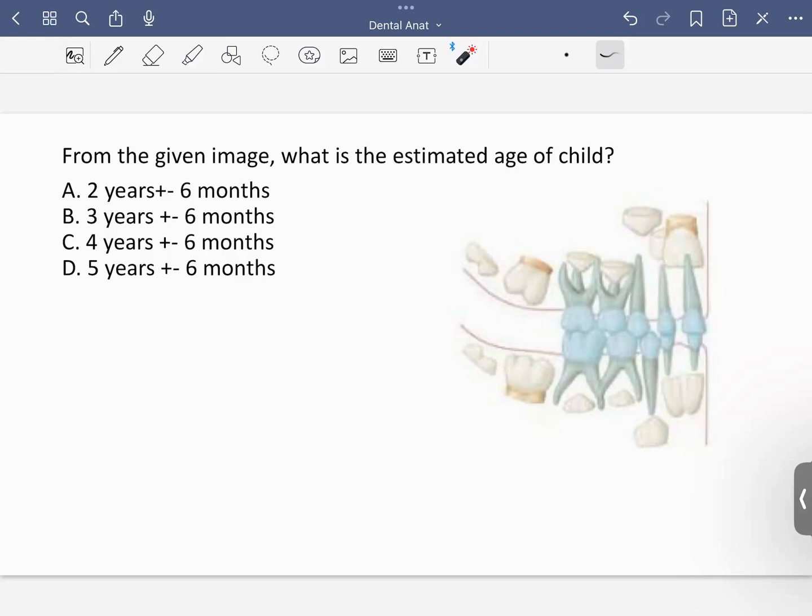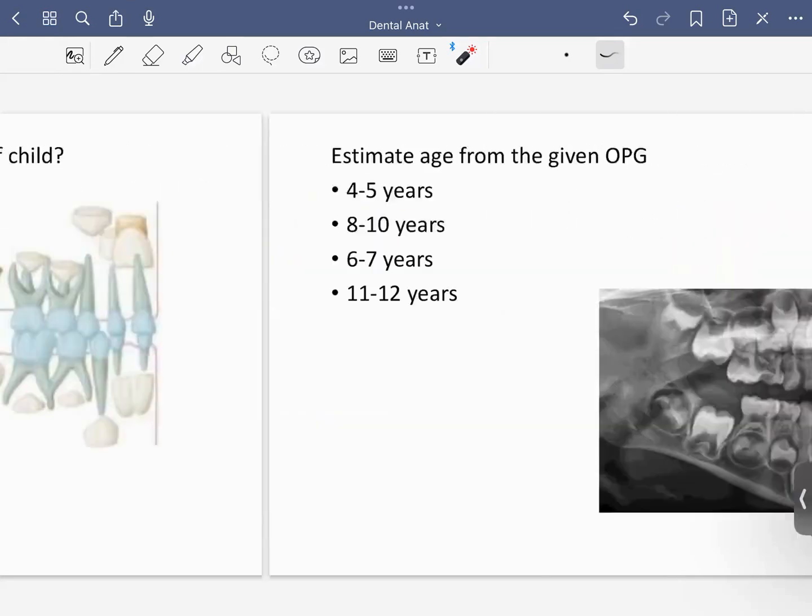Here, what will be the age? 4 years plus minus 6 months. We are calling it 4 years because completion of the crown. Crown is completed. Very good.